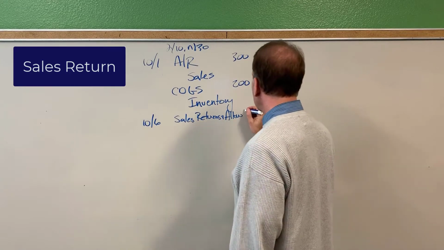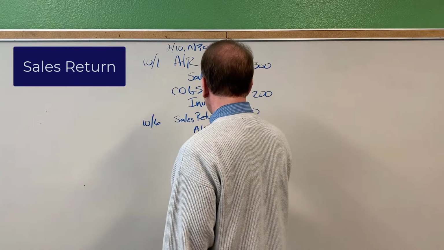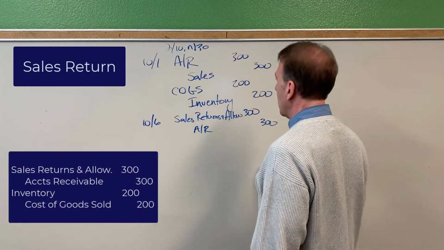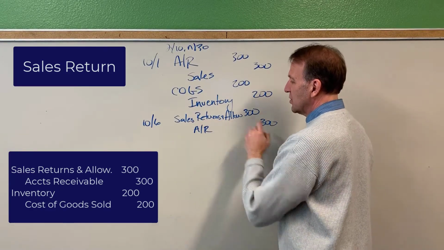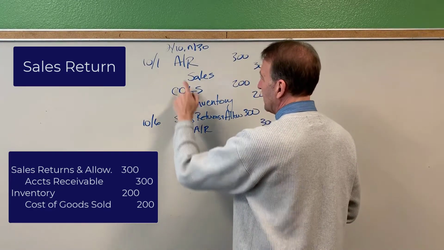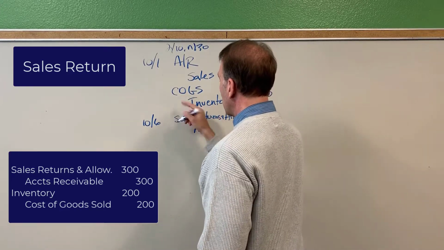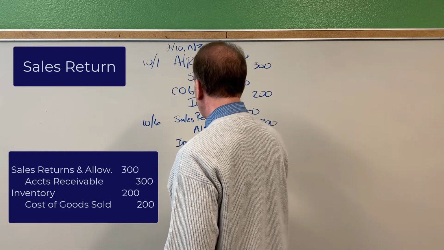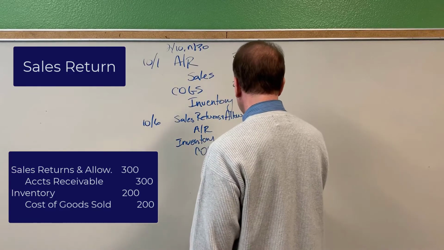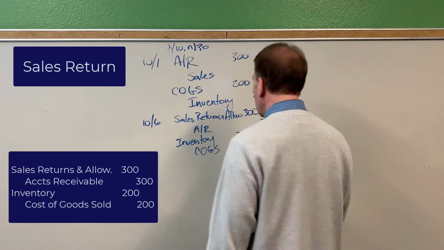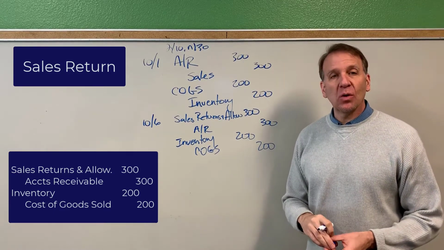This is a return, so we're going to debit at 300, and then the rest we're just going to reverse out and credit accounts receivable. So we're reversing this out, but instead of sales, we're going to use an account called sales returns and allowances, and now reverse out the accounts receivable. And now these two need to be reversed out. So we debited cost of goods sold and credited inventory, so then we're going to debit inventory and credit cost of goods sold because they're returning it, so it's going back into inventory and we're reversing out the cost of goods sold.